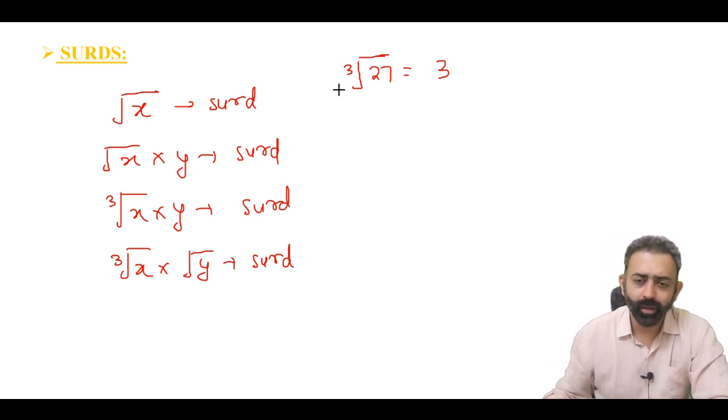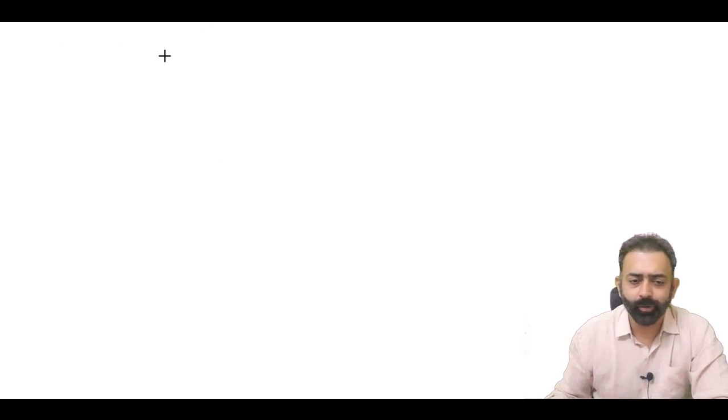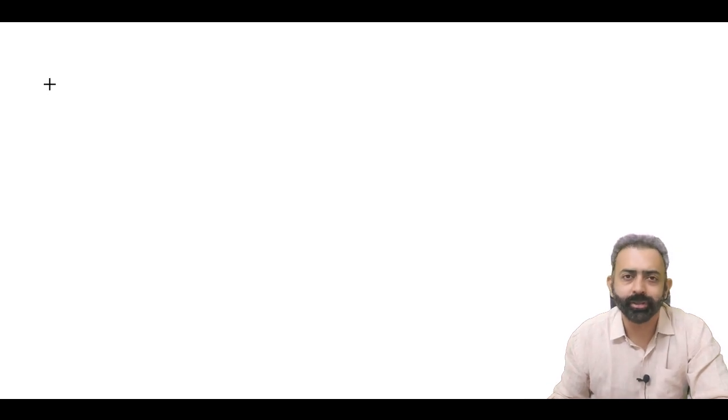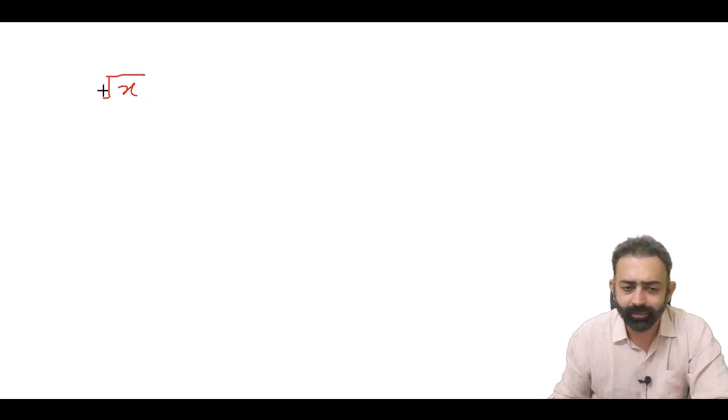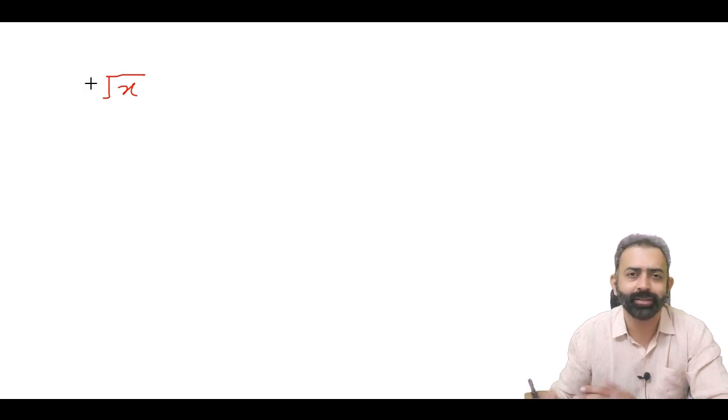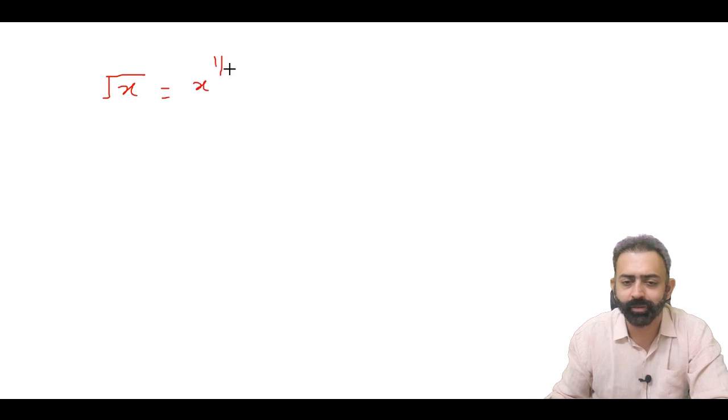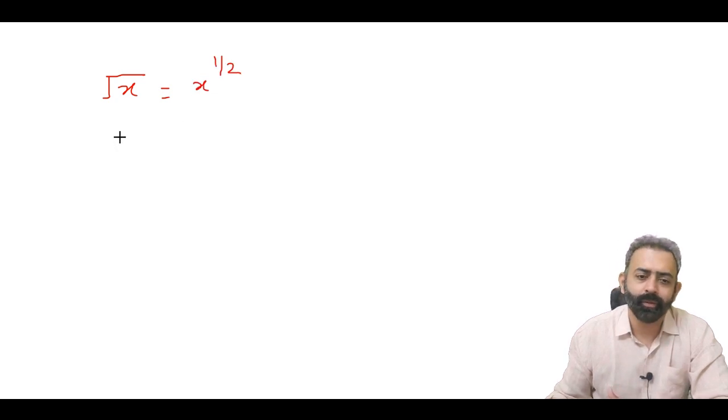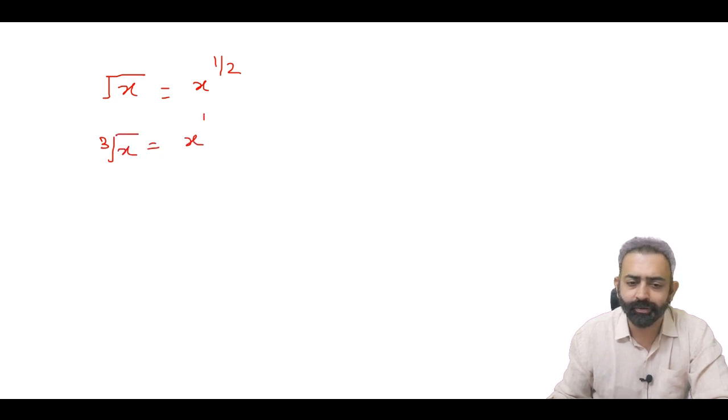Okay. Now one more thing that you need to revise is the exponent form of a surd. If there is a number written as square root of x, I think you very well know this, that if there is no number written here, we consider this as a square root. So this is written in exponent form as x raised to power 1 by 2. If it is cube root of x, we mention this as x raised to power 1 by 3.